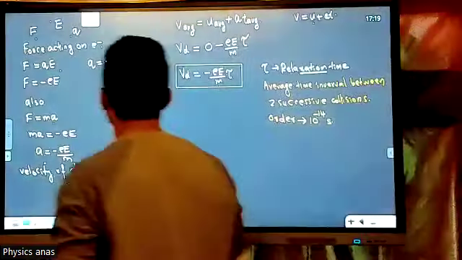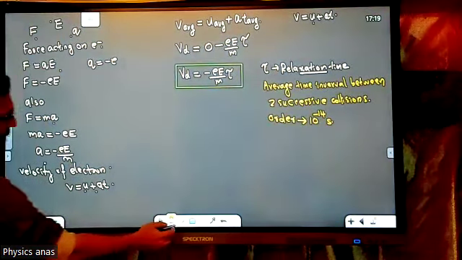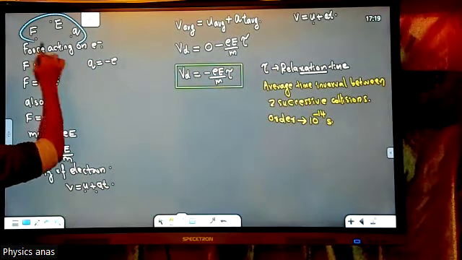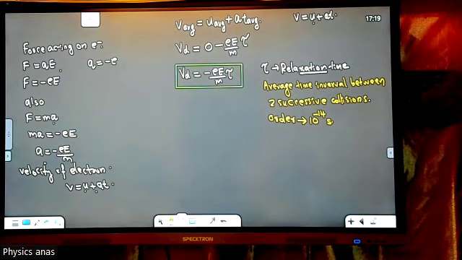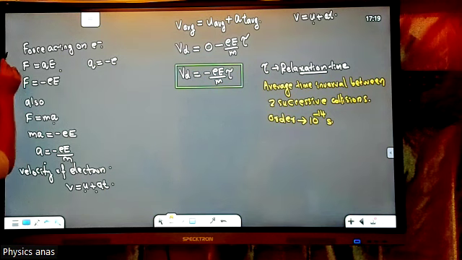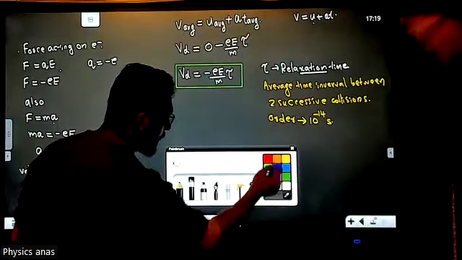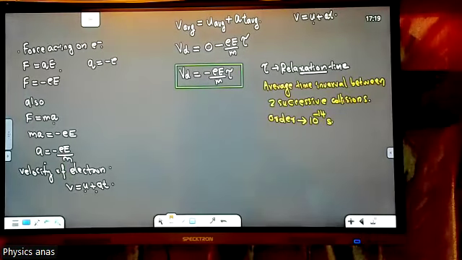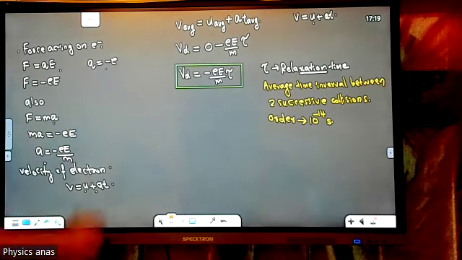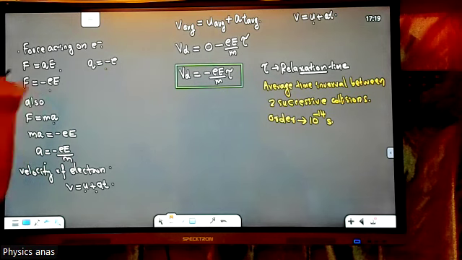See, this is the rest of the derivation. There will be a force acting on the electron. That force is F equals QE, right? F equals QE, and Q is minus e in our case. So F is equal to minus eE.